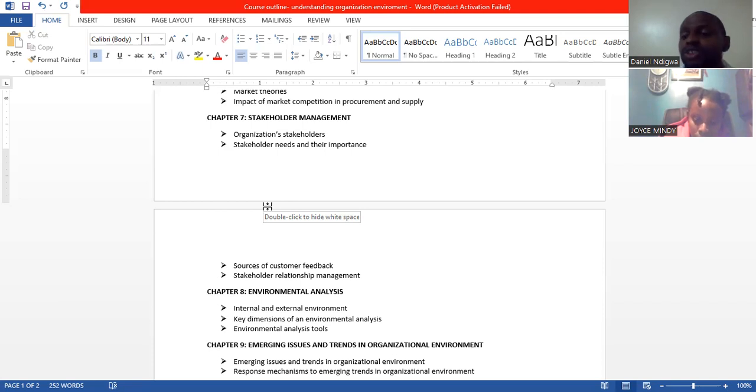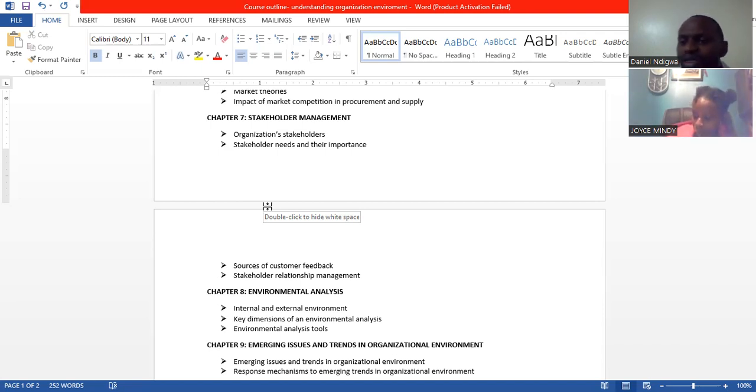Then stakeholder relationship management. How then do you manage these stakeholders so that they realize your dream or the goal of the organization? Then chapter 8, we shall talk about environmental analysis. Here we are going to analyze the environment, and we have various tools that can help us analyze the environment. And one of the common tools within the organization is what we call the SWOT analysis, which is used to analyze both the internal and the external environment. We also have other tools like the PESTEL and others.